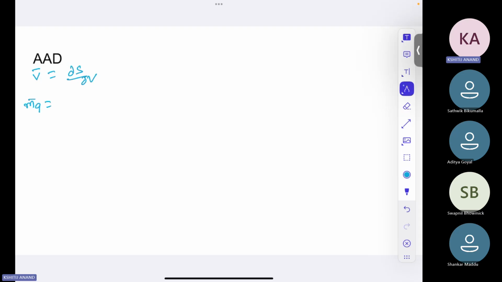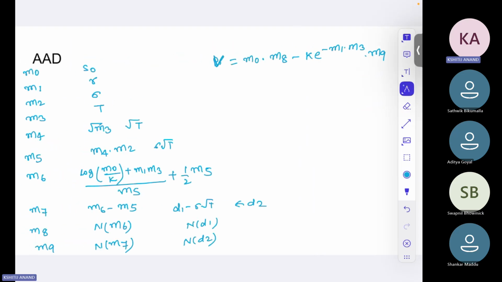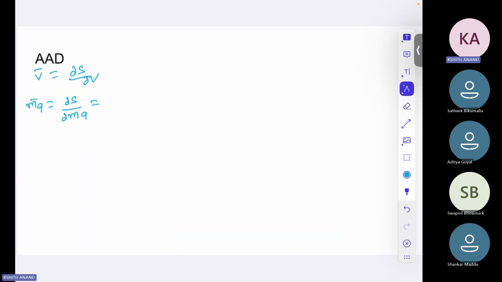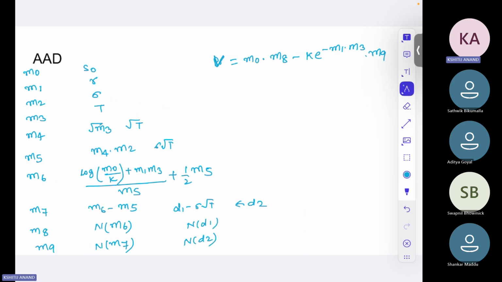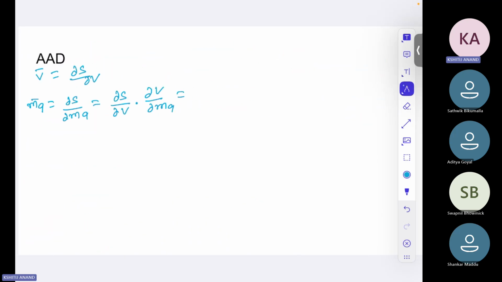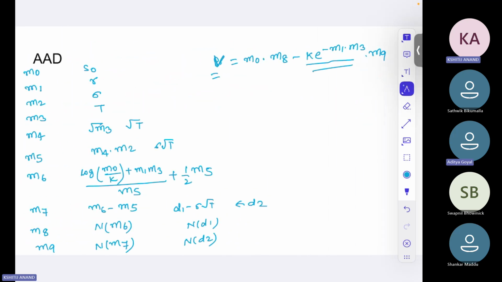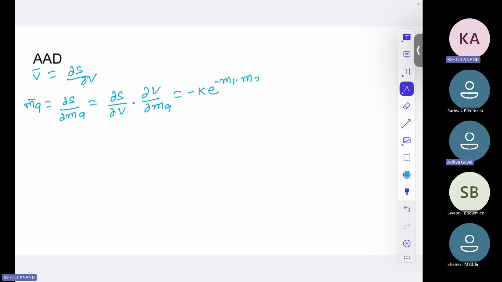And we already know what will be m9 bar. M9 bar will be differentiation of s with respect to m9, and we already know how to do it. Check all the functions where m9 is an input, right? M9 is an input to v only, okay, nothing else. So it can be written as ds by dv into dv by dm9. What will be dv by dm9? To differentiate v with respect to m9, everything else will be 0, right? So it will be minus k into e to the power minus m1 into m3, right? Into ds by dv, which will be 1 by the way, right?